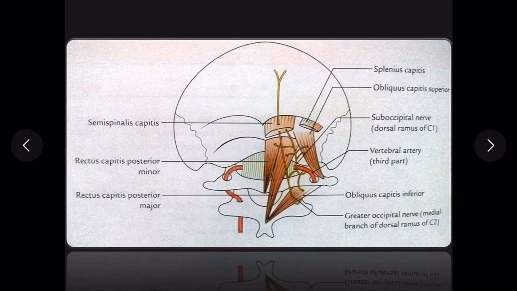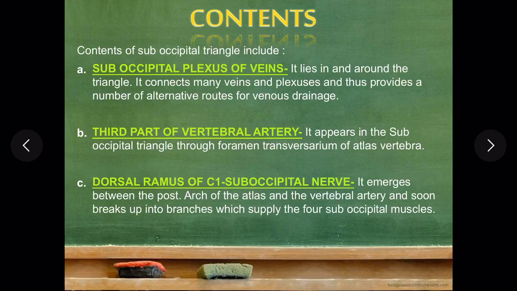If we see the boundaries in this portion, this is the midline, meaning this is the medial boundary and this is lateral. The supramedial boundary is formed by the rectus capitis posterior major and rectus capitis posterior minor. The inframedial boundary is formed by the obliquus inferior, and the supralateral boundary is formed by the obliquus superior.